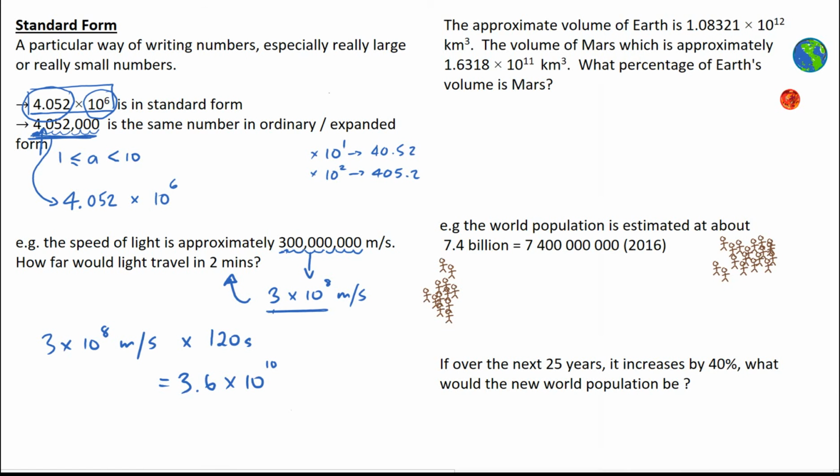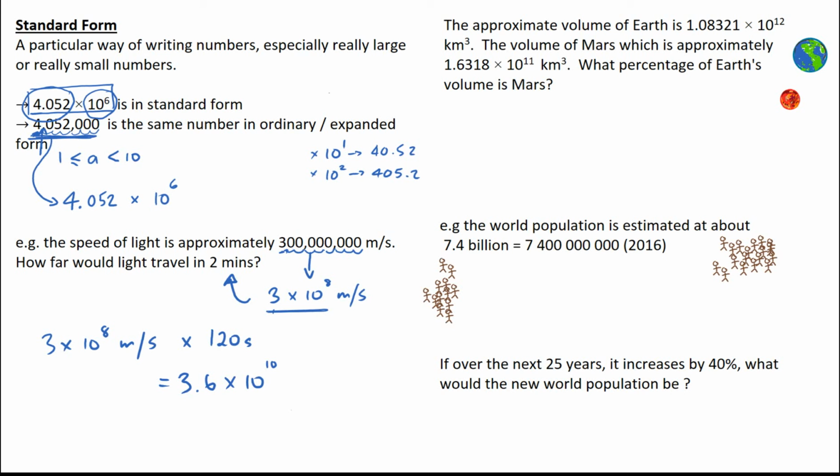Okay, so let's have a look at another example here. The approximate volume of Earth is 1.08321 by 10 to the 12 cubic kilometers. And the volume of Mars is written there as well. What percentage of Earth's volume is Mars?